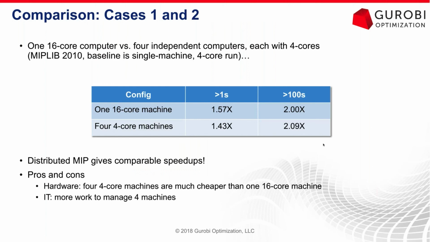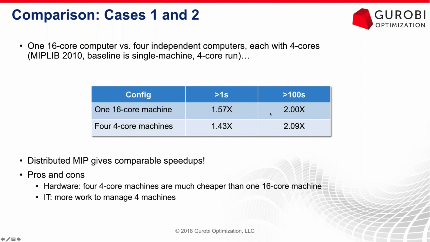We're going to return to that MIPLib 2010 library and use those models to compare the performance. In the first row of this table, you see the performance of our 16-core machine. In our 16-core machine, we get a speed up for the simple models of 1.57 times. When we compare that with the 4 smaller computers, those get a speed up, but it's a little smaller. It's 1.43. It's close, but a little smaller.